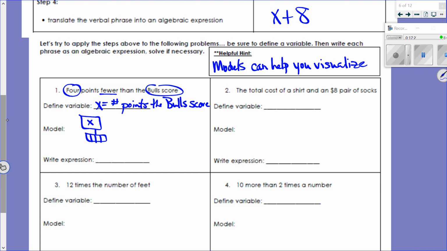Everything, Andrew? How would I write that as an expression now? Is that for me? Mm-hmm. X minus 4? It is Andrew, right?